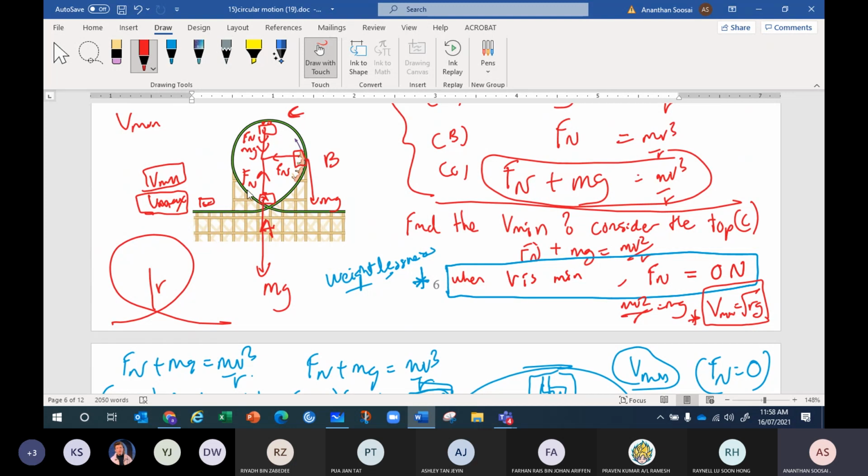So when an engineer builds a roller coaster with a given radius, the speed at the top must be root of rg. If it's smaller than this speed, the roller coaster is going to collapse and fall down.